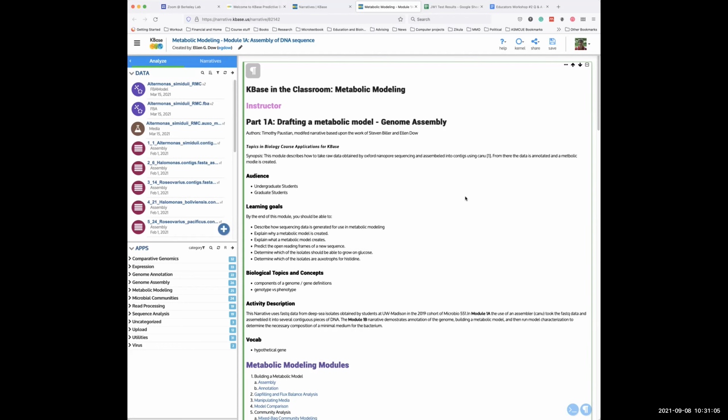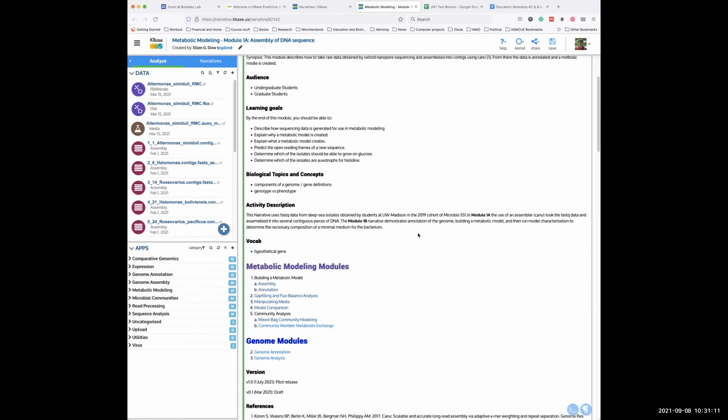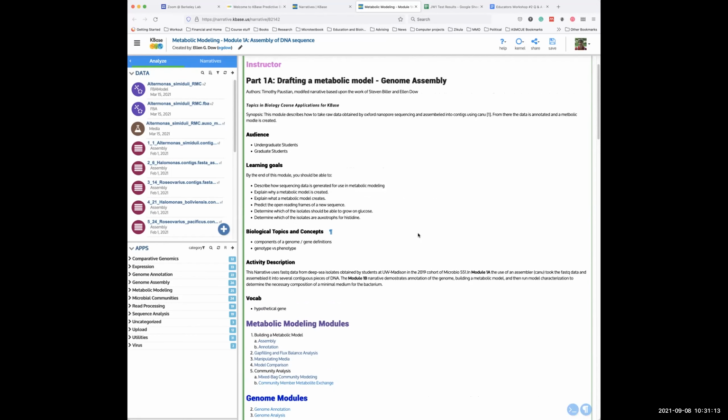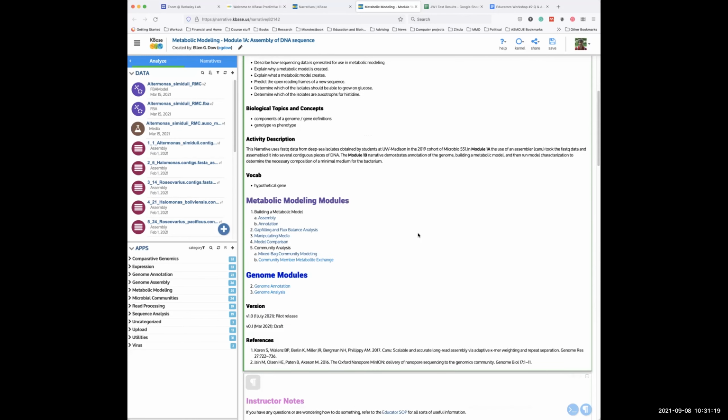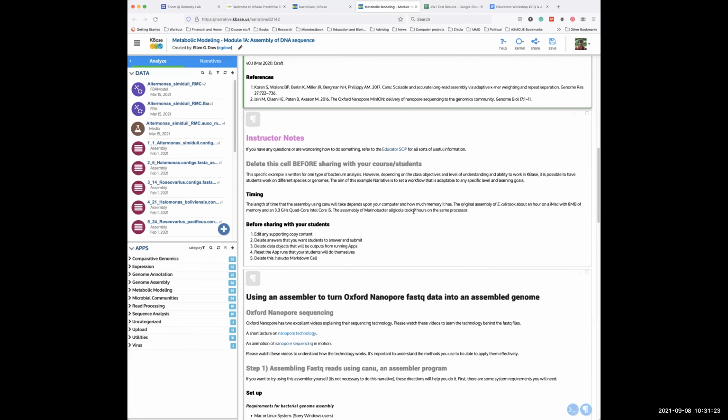And I realized that KBase could do all sorts of metabolic modeling. So what we did is we took the sequences first and we assembled them. And this was done outside of KBase. And we go through, say what the goals are, et cetera. And then there's instructor notes.